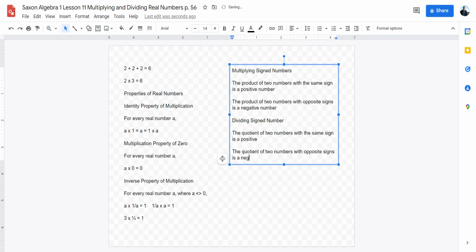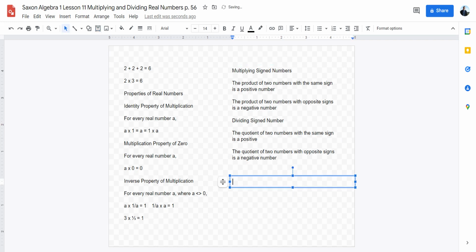Let's take a look at some examples of this, and we'll see how this is applied in some real problems. So we're going to work some simple ones. What if we have negative 16 divided by negative 2? Well, you can do 16 divided by 2. That's just 8. But now let's think about the signs. I have a negative 16 and a negative 2, the same sign on both numbers. That means that in the end, I have to have a positive number. So negative 16 divided by negative 2 is positive 8.